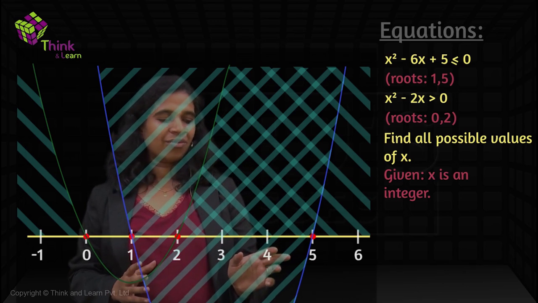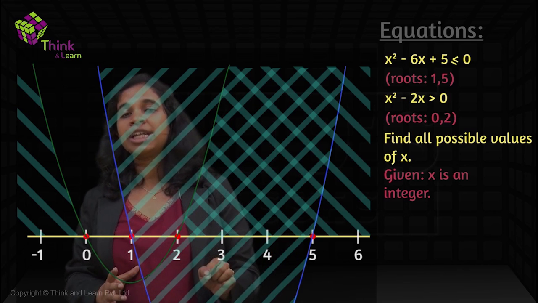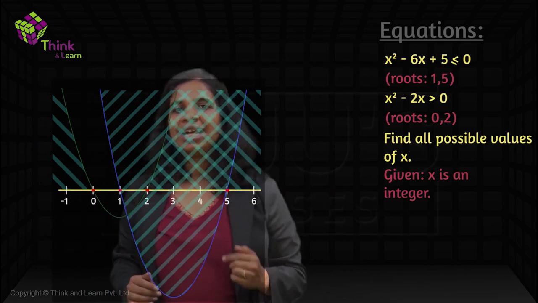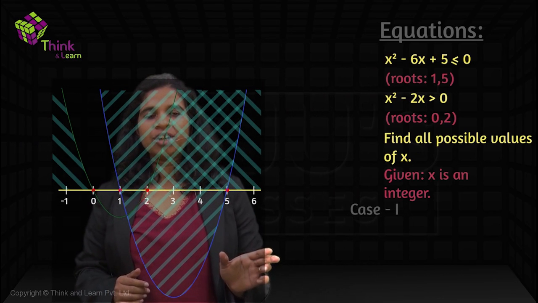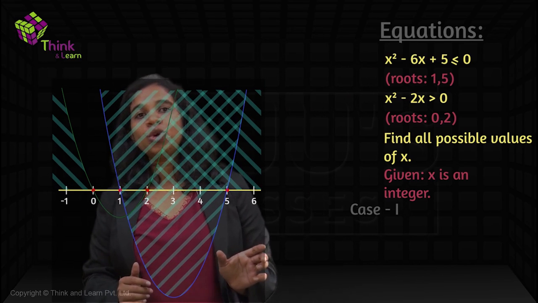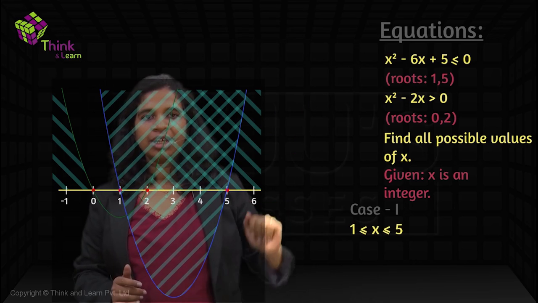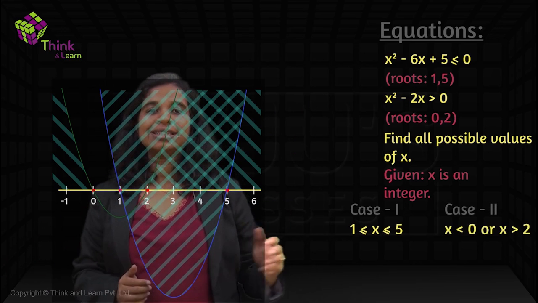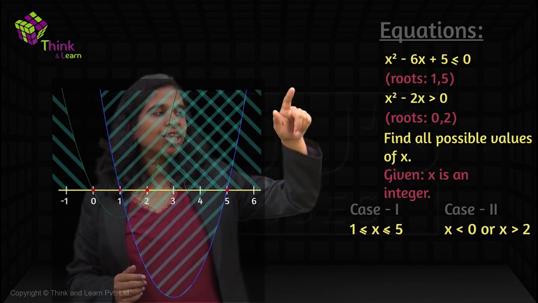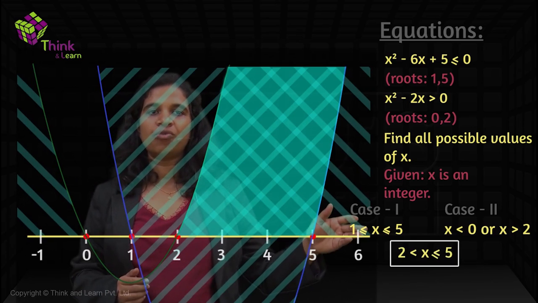They overlap for everything between 2 and 5. Right? Everything between 2 and 5, but not including 2. If I was to write this in terms of an equation, in the first case, the values of x that we got were between 1 and 5, including 1 and 5, right? So 1 less than or equal to x less than or equal to 5. In the second case, either x is less than 0 or x is greater than 2. Compare the two. What is the common area? 2 less than x less than or equal to 5.